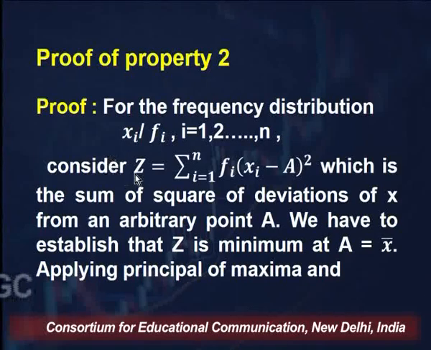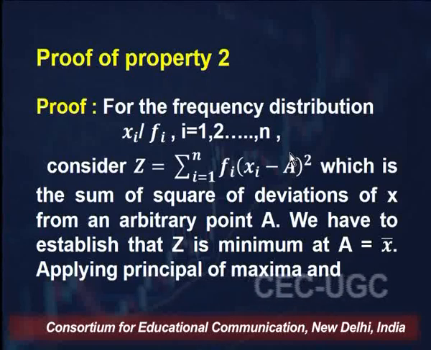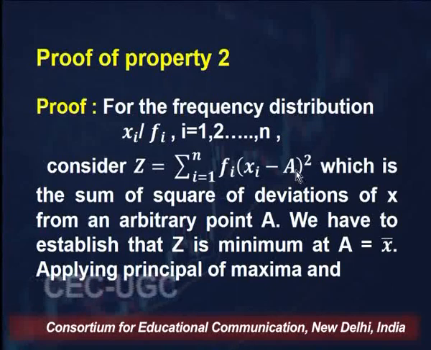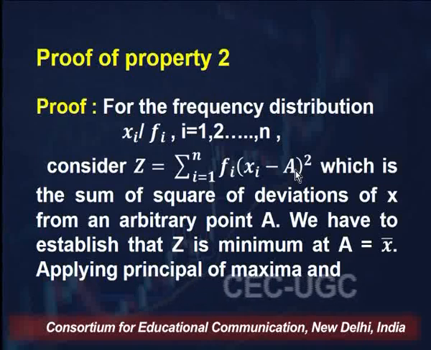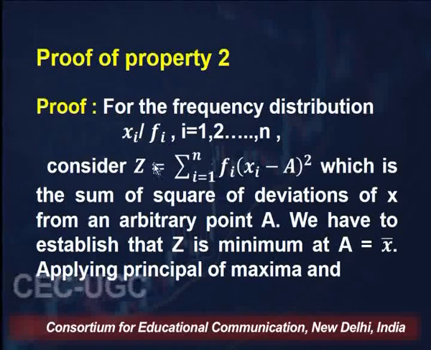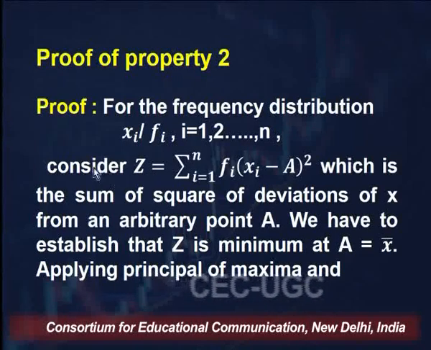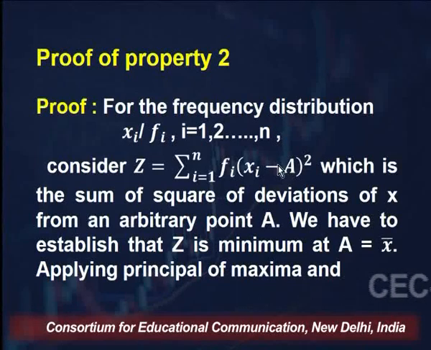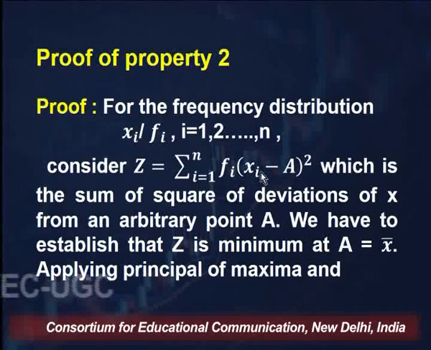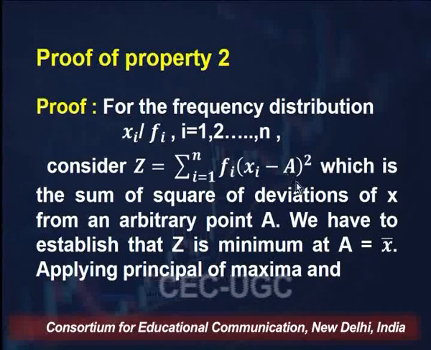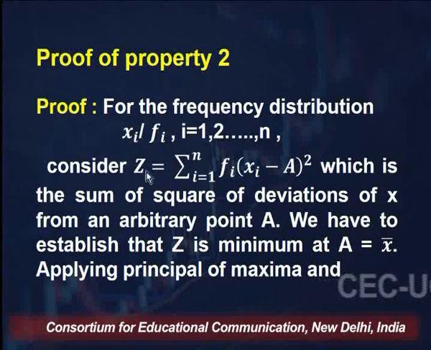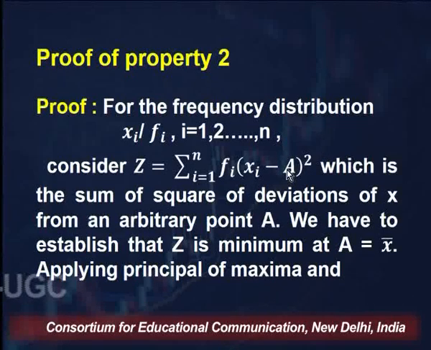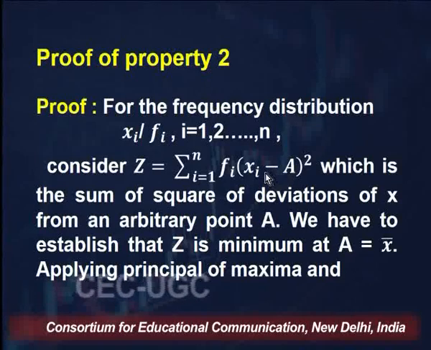I have constructed a sum of squares of deviation from the point A, and I have to establish that this z is indeed minimum when my A becomes x bar. So what do I have to show? I have to show that when I take capital A as equal to x bar, this value of z is minimum. And what it means is that if you take any value other than x bar, then this sum will always be bigger than the value that you get on taking A as x bar. This z becomes minimum at A equal to x bar.